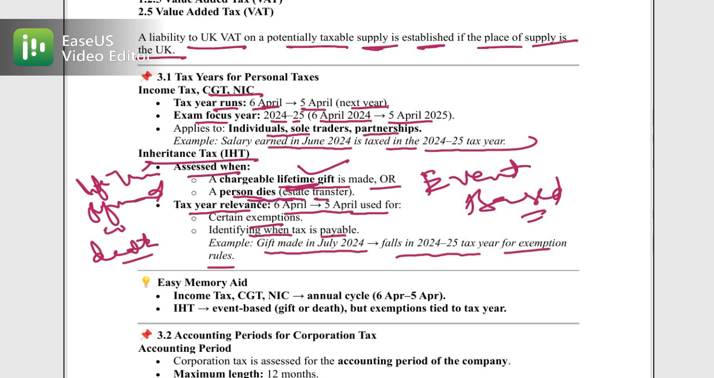So what is the easy memory aid? For income tax, CGT and NIC, the annual cycle is from 6 April to 5 April. IHT is event based: gift or death. You have to remember this: gift or death, and the gift is lifetime. But exemptions are tied to the tax year. Fine. So this is about the tax year for personal taxes. I think this is enough, and in the next lecture we'll discuss the accounting period for corporation tax in great detail.